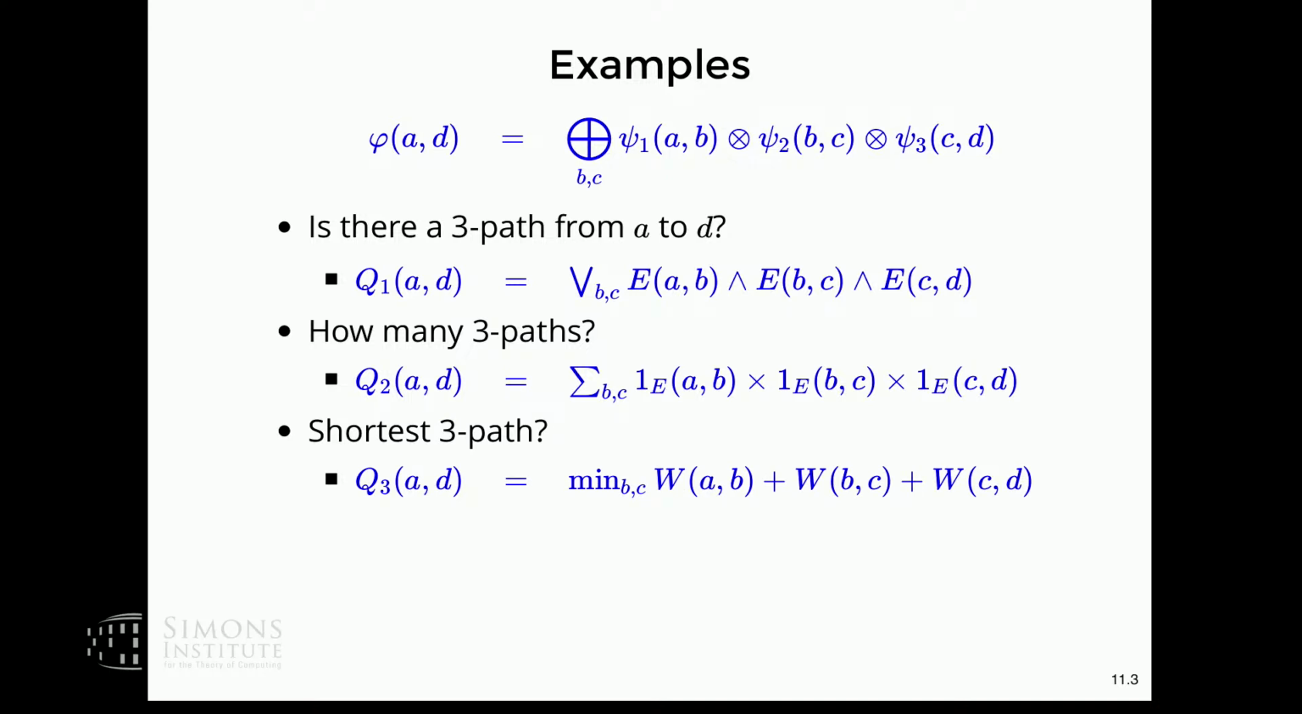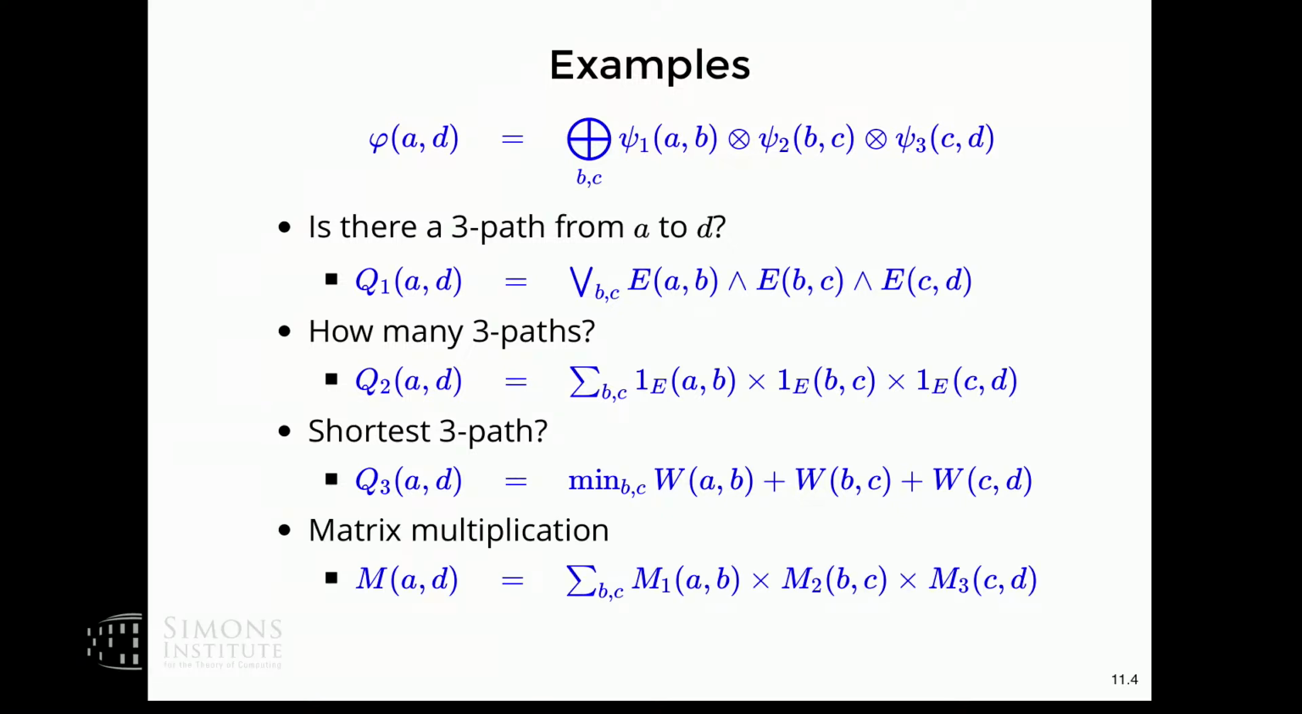Alternatively, we could also use the same SPQ to ask what is the shortest path between every pair of vertices A and D. And for that purpose, the function psi1 becomes the weight, the length of the edge AB, and instead of the product of the semi-ring, we use plus, and instead of the summation, we use min. And now we are computing shortest paths.